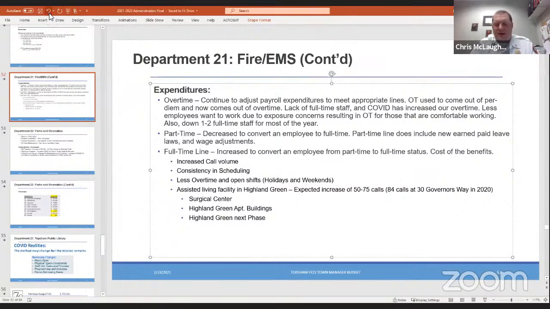Some of that is due to being down a full-time staff member or two, but generally my full-time vacancies are filled by per diems. What we found is when COVID hit and through the summer, there were a lot of per diems that didn't really feel comfortable exposing themselves as much.